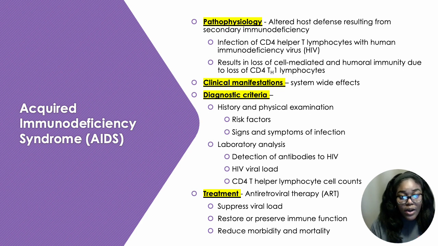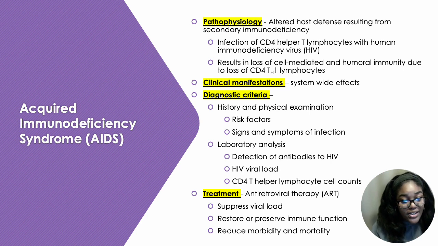So the CD4 helper T lymphocytes are infected with the human immunodeficiency virus. This virus is literally inside of the T lymphocytes, so it remains undetected until it gets to a level where it proliferates so much that the infection now explodes inside of the individual, and now this virus is circulating, causing the immunodeficiencies that we see in AIDS. So it does result in the loss of cell-mediated and humoral immunity because we are losing those T lymphocyte cells. Those T lymphocytes have been taken over and they're no longer in their purest form. So now they are infected with that HIV virus and now they do not work functionally. You have clinical manifestations that are system-wide. We will be looking at that in the next slide, but just understand that once AIDS has progressed, you see these system-wide effects across different body systems.